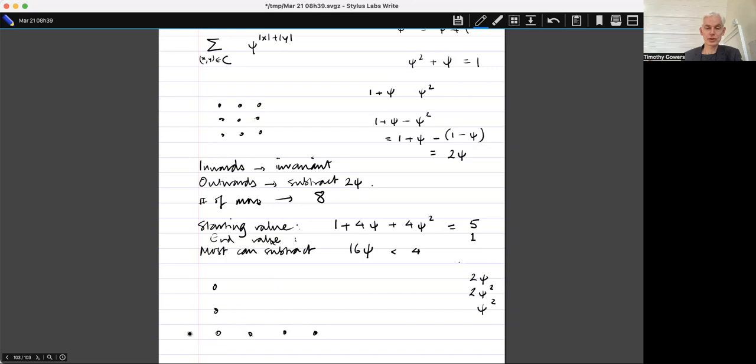Here I'm going to subtract, where was the origin? The origin was there. So psi plus psi squared goes to psi cubed. If that was subtracting 2 psi, this is going to be subtracting 2 psi squared. And then here I can subtract, that one subtracts whatever this is, which is psi.